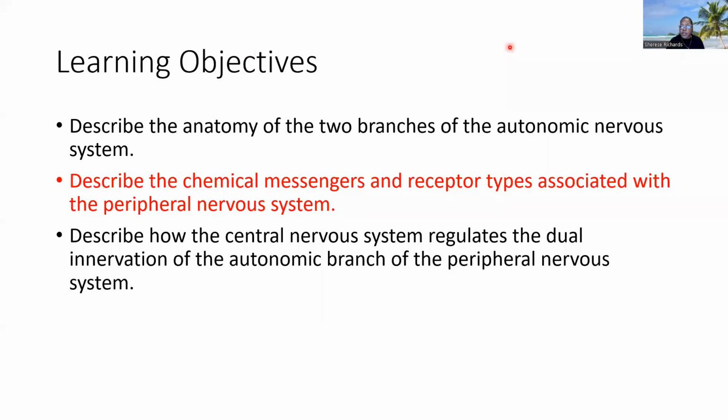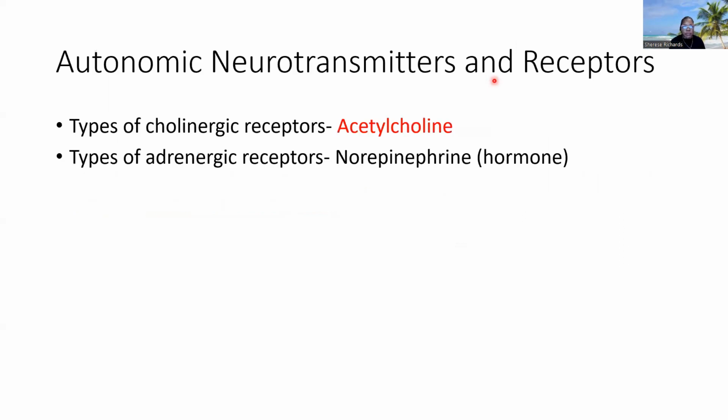Here to learning objective number 2, describe the chemical messengers and receptor types associated with the peripheral nervous system. So we began looking at the general anatomy of the peripheral nervous system. We talked about the two branches, the rest and digest being the parasympathetic side, the fight, flight, freeze being the sympathetic side. And then we are now going to speak about how those signals are relayed. What are the chemical messengers? What are the receptors that are responsible for relaying these types of signals?